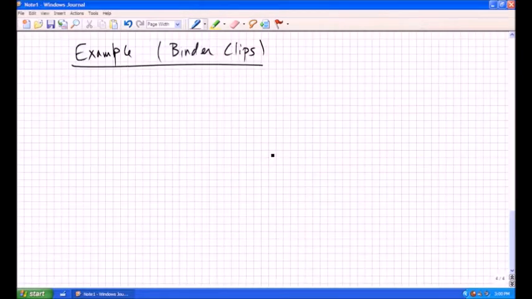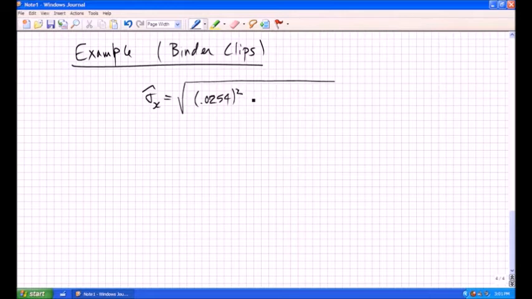So let's do some calculations based on those binder clip data. In the first place, this sigma hat sub x is the square root of the difference between 0.0254 squared, s squared sub y, and 0.0035 squared, that is 0.0252. That's in the original units of millimeters.